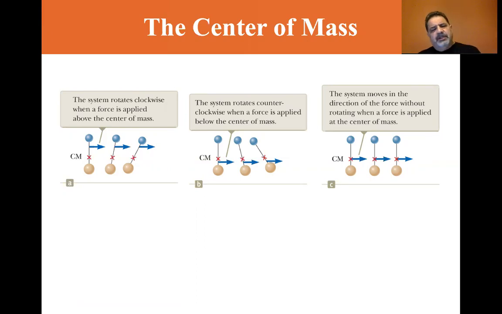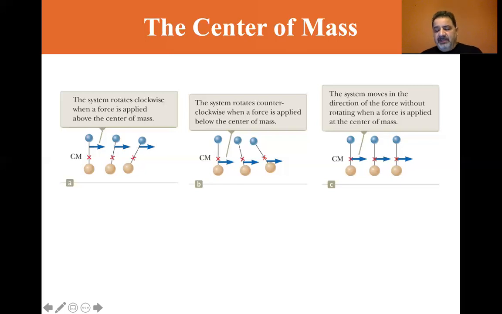So if you were to push near the upper blue one, it would rotate to the right. It would kind of topple over. Now, if you were to push below the center of mass, the system rotates counterclockwise. So above, it rotates clockwise. Below, it rotates counterclockwise. If you were able to push right on the X, the center of gravity, the system moves in the direction of the force without rotating when a force is applied at the center of mass.